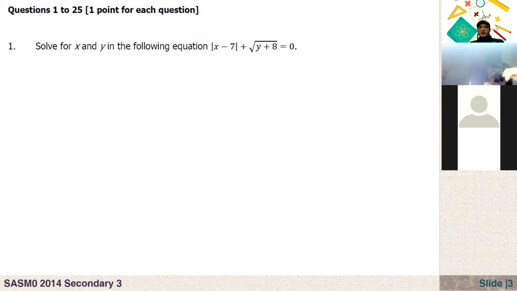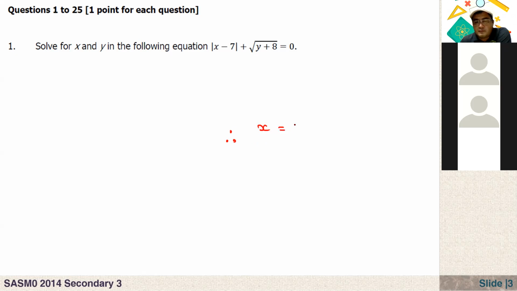Yes, Musa, Defna, Ibrahim, what do you think? What is X and what is Y? x equals plus 7, y equals minus 8. Yes, why is it so?